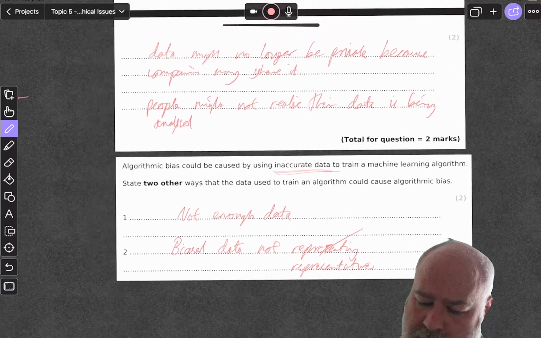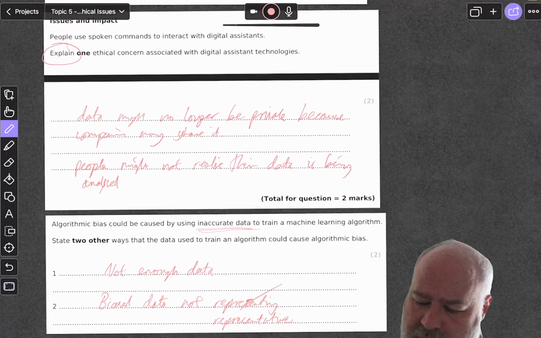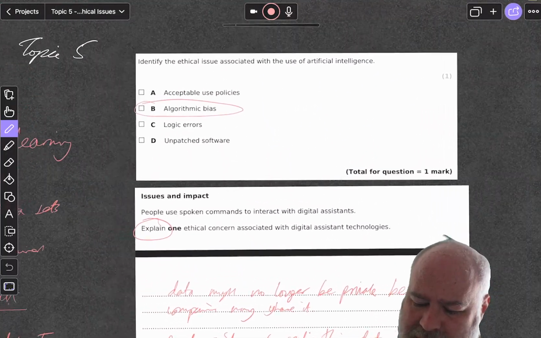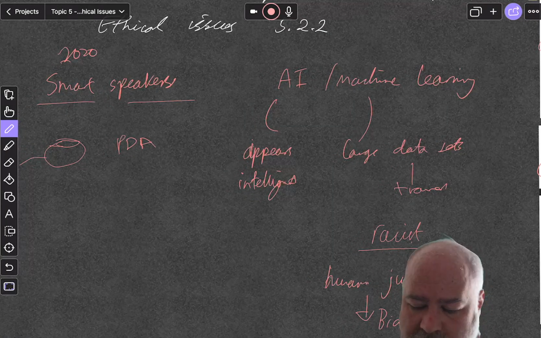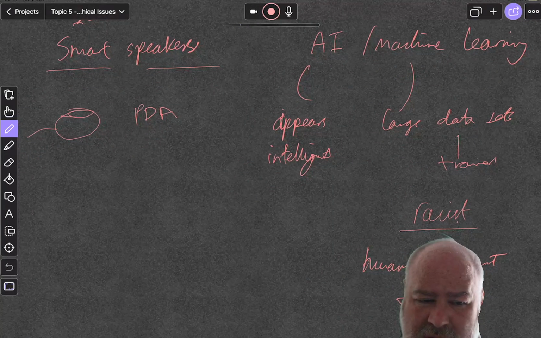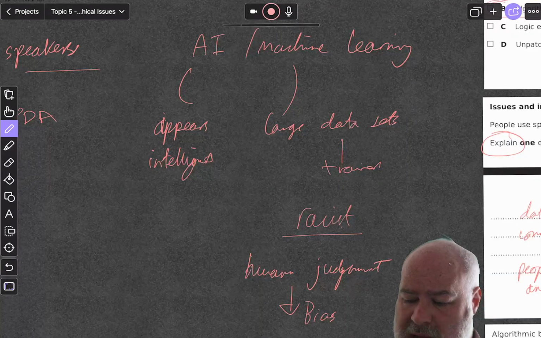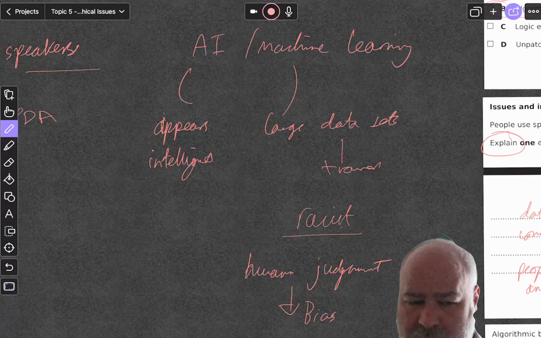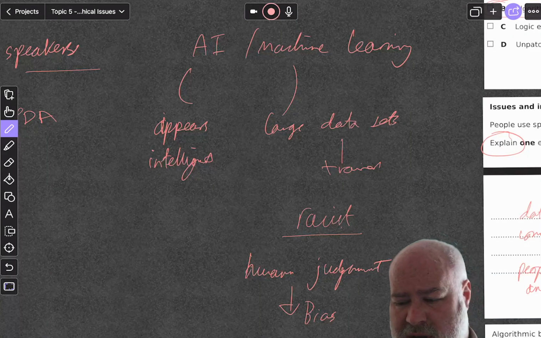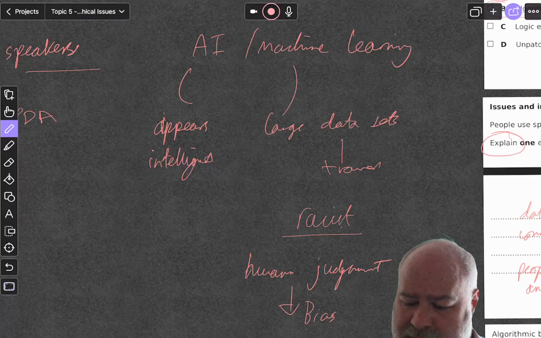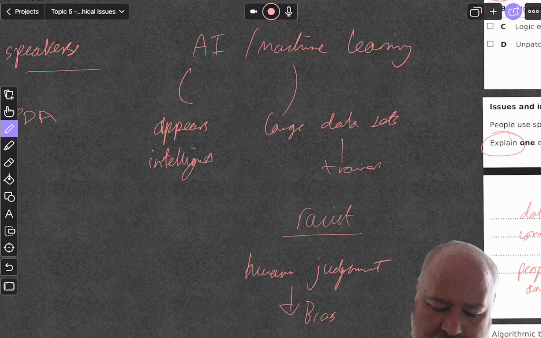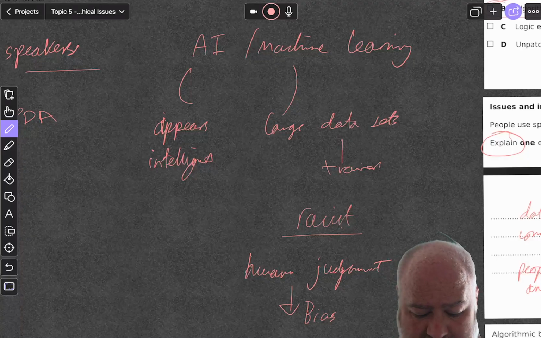Okay, good. Hopefully this gives you a little bit of an overview of what an exam question might pertain. It really is quite thin on the ground in relation to AI and machine learning, so I wouldn't get into the real minutiae of things like Grok and deepfakes, because it's a 2020 spec. So just focus on bias and ethical issues.